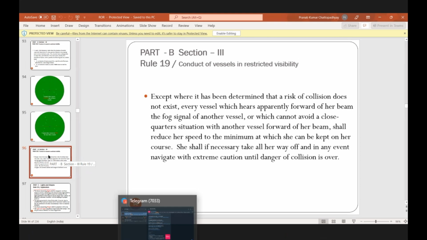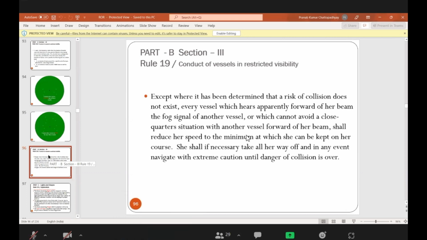And in such circumstances, what remedy has been prescribed? Shall reduce her speed to the minimum at which she can be kept on her course. The first remedy itself is reduction of speed. It doesn't talk about any alteration of course. So in such a scenario, the best action they have suggested is to reduce your speed. Why? Why not alter course? Because by reducing speed, you get more time to assess the situation.